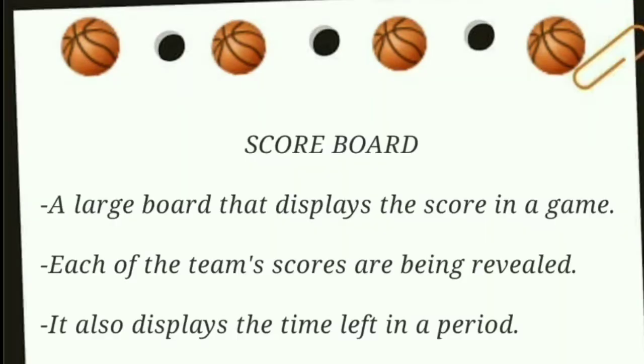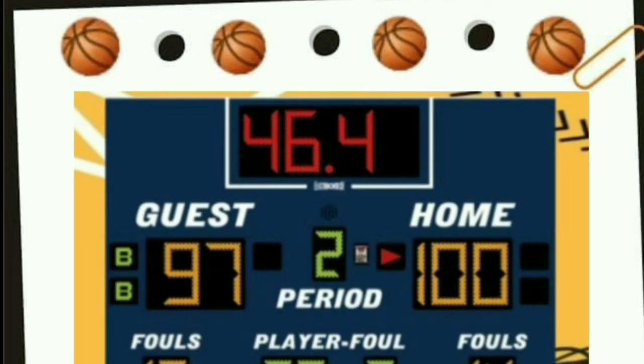The next topic will be the scoreboard. A scoreboard is a large board that displays the score in a game, where each of the team's scores is revealed. It also displays the time left in a period. In the scoreboard, it shows the time that has been left in the period and also the number of fouls of a player.